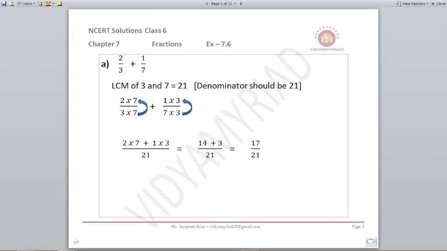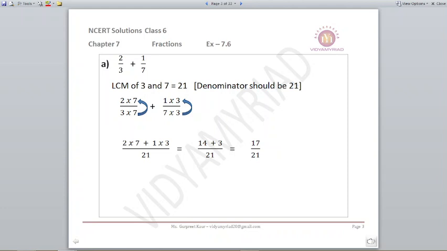Number 1, 2 upon 3 plus 1 by 7. Here the denominator is different, but we need to add, so we will take the LCM of 3 and 7, which will be 21. So we will make their denominators 21. In the first fraction, 2 upon 3, how will we make 21? By multiplying it with 7. So 3 into 7 is 21. The same 7 will be multiplied in the numerator, 2 multiplied by 7, plus 1 upon 7.